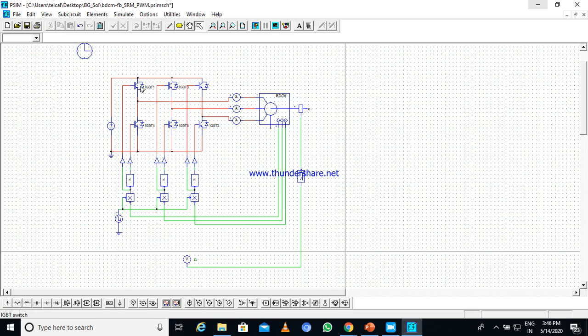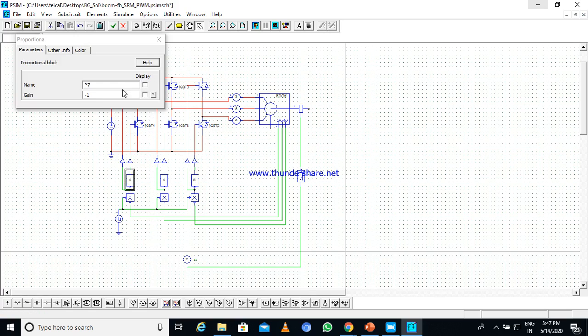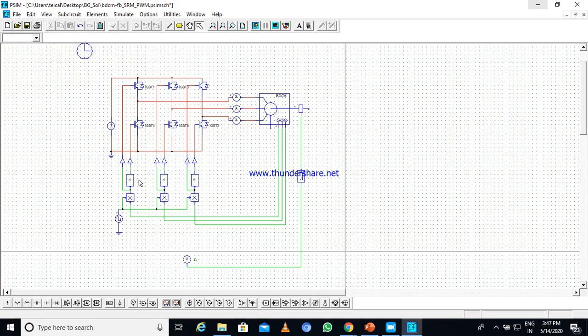As we know, this switch and this switch are complementary in nature, because both switches should not be on together. So whatever pulse I am applying here, when this switch is on, definitely this should be off. Otherwise, if these two are on together, the DC will be directly shorted and the IGBT will blow off. So here the gain is -1, but practically it is not like that. You should generate one inverting and one non-inverting PWM.